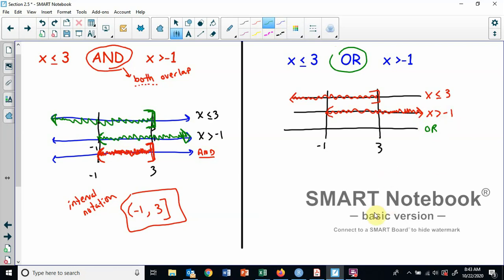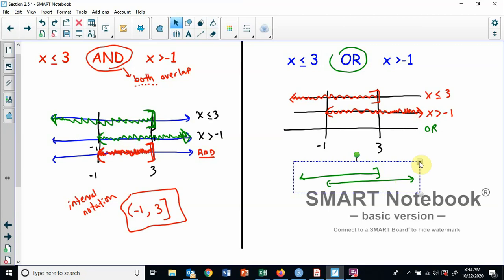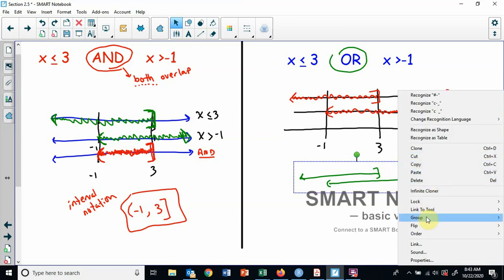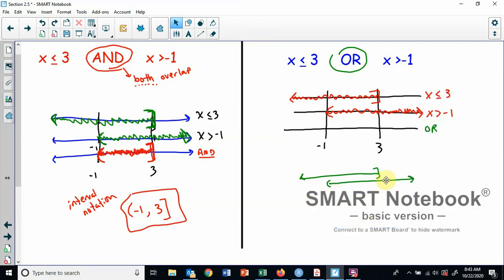So what OR means, let's see if I can show you again in a similar way. OR means that if I were to smush these two shaded graphs together, anywhere that I have, oh, it linked them together. Let's see if I can ungroup them into a lot of pieces. But anyways, anywhere that you see green line is going to be in our graph. Okay, so let me show you what I mean by this.